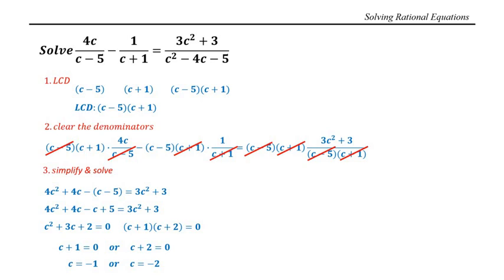This is where the final step of always checking your answer is very important. Even though we got -1 and -2, -1 is not a correct answer. It's an extraneous solution. If we plugged in -1 for c, we would get -1 plus 1, which is 0, and 0 in our denominator is no solution. Therefore, c equal to -1 is considered an extraneous solution.